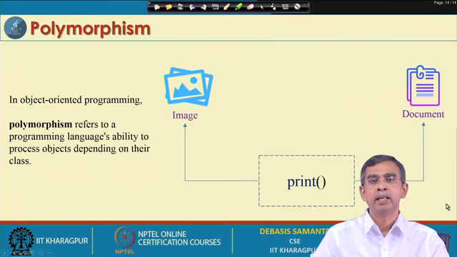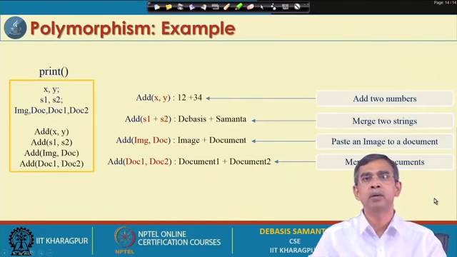For example, if we use a print operation, printing an image and printing a document should not use the same operation. Rather, they will use different ways, different tasks, different operations to print. So, to a user a print method will appear the same, whether printing an image or printing a document, but inside it the different stories should be there. So, this is the concept of polymorphism.